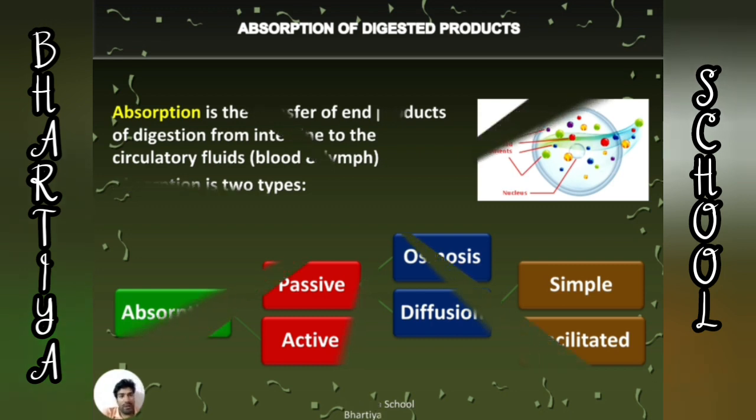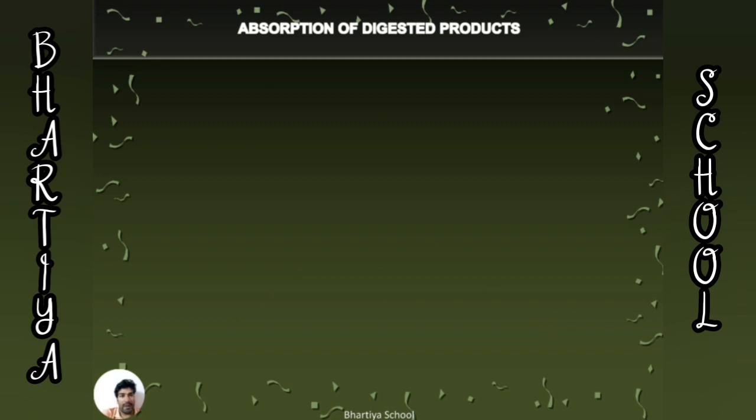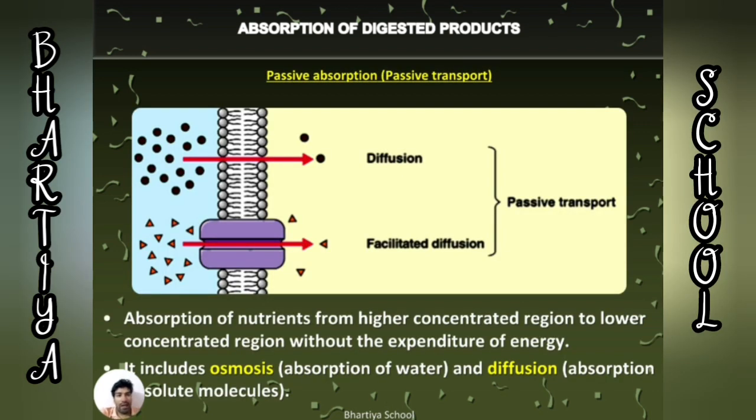First, we will discuss in detail what passive absorption is. Passive absorption is the absorption of nutrients from a high concentration region to a low concentration region without expenditure of energy. It is known as passive absorption or passive transport.